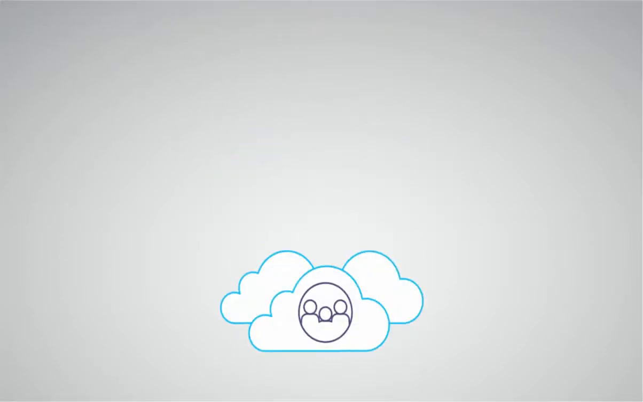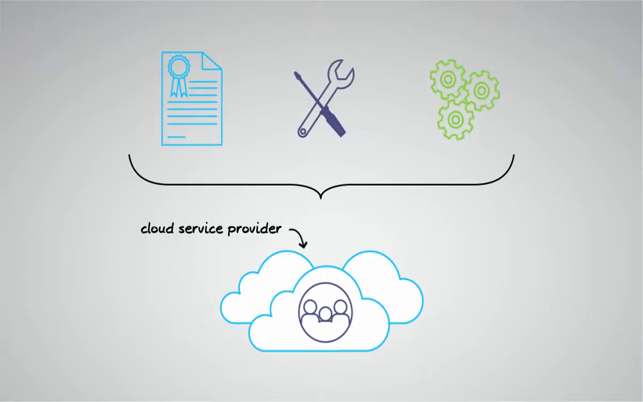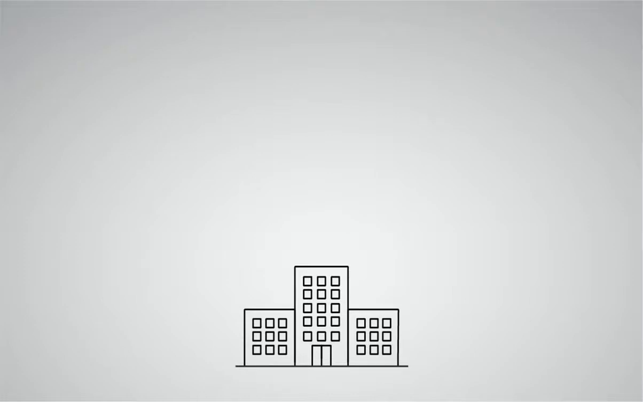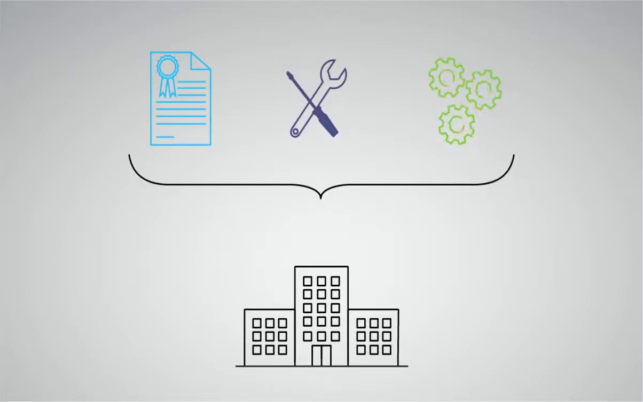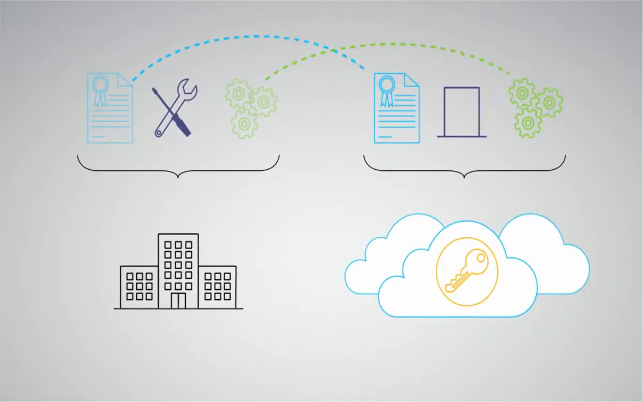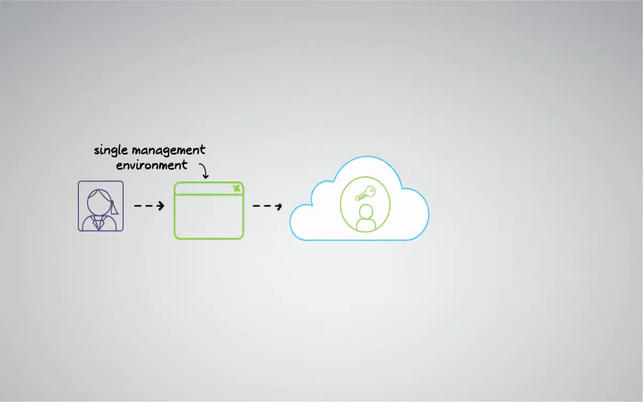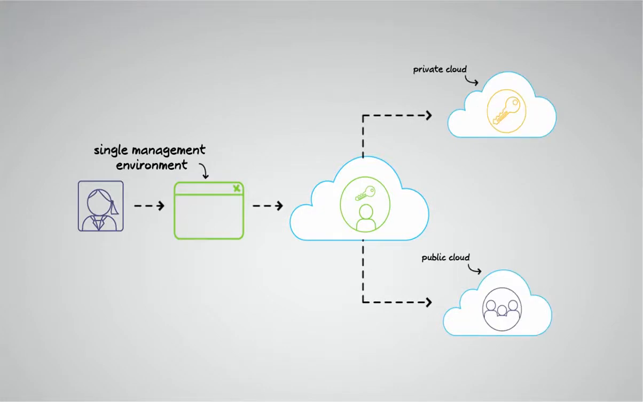A public cloud means that the cloud infrastructure is owned, managed, and operated by a cloud service provider and runs on its premises. A private cloud means that the infrastructure is owned, managed, and operated by an organization for its own use. Ownership, location, and operation can be outsourced to a third party, but the overall responsibility for definition of services and acquisition of physical resources remains with the enterprise. A hybrid cloud allows a user to access public and private cloud resources from a single management environment.